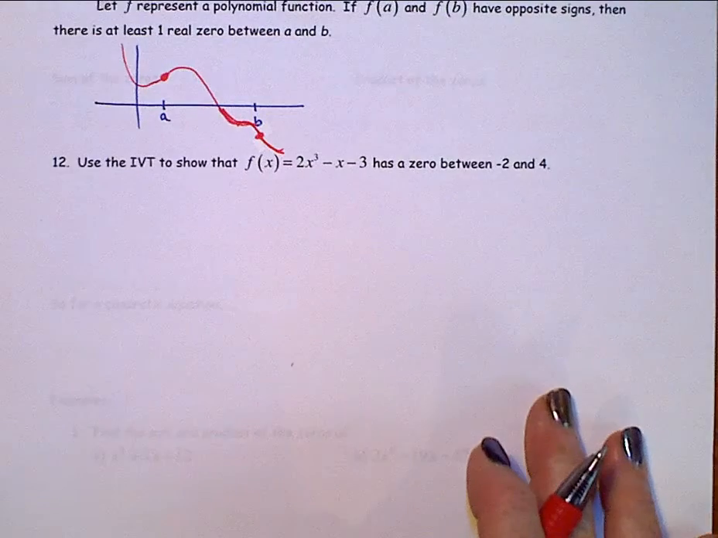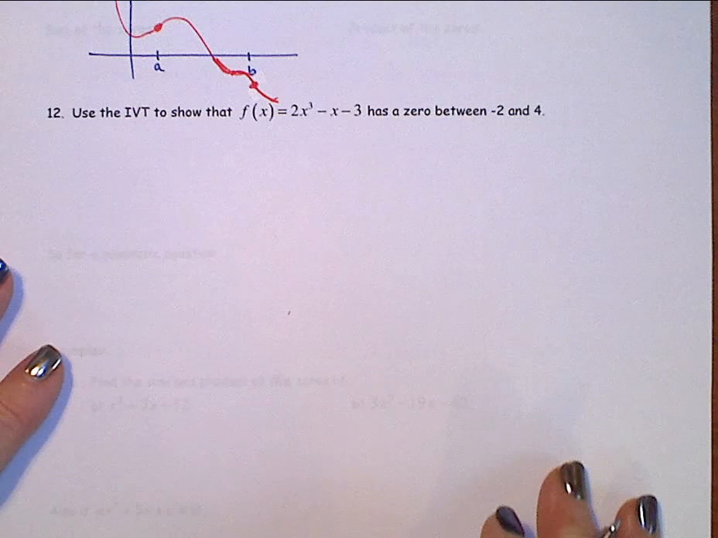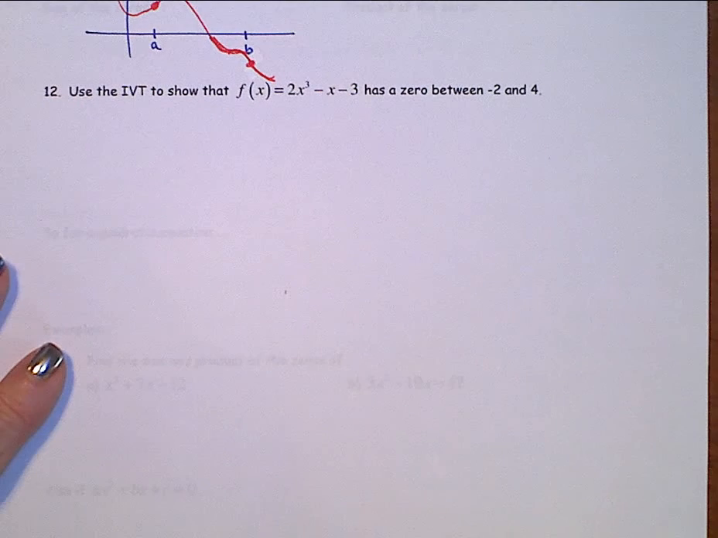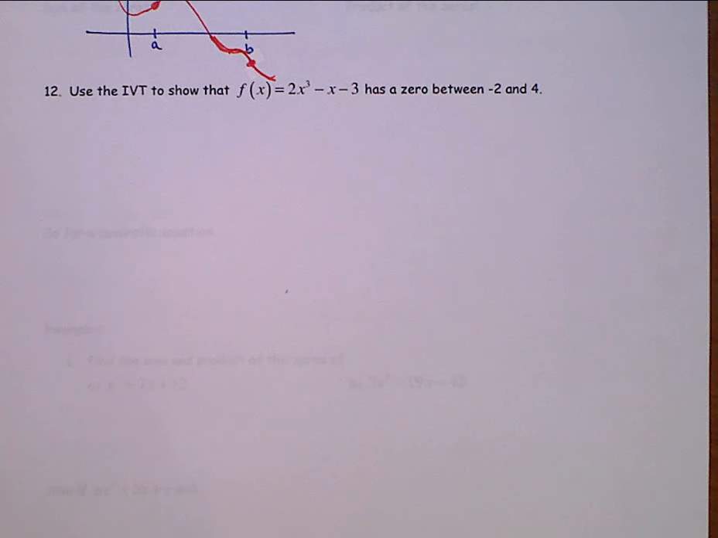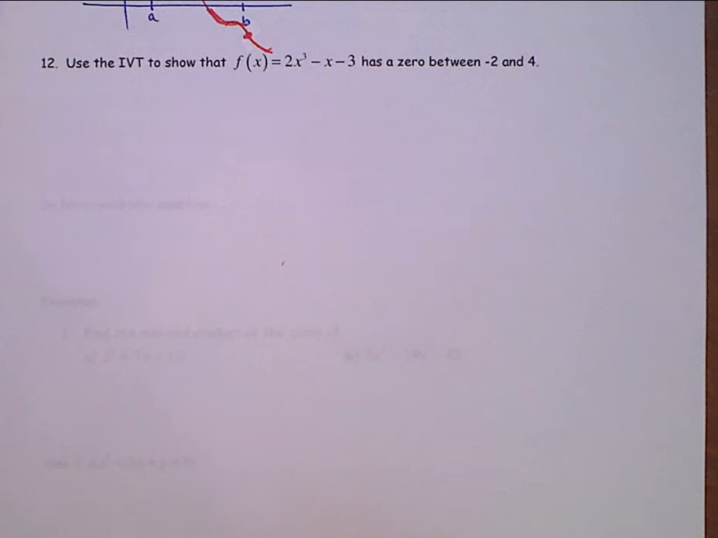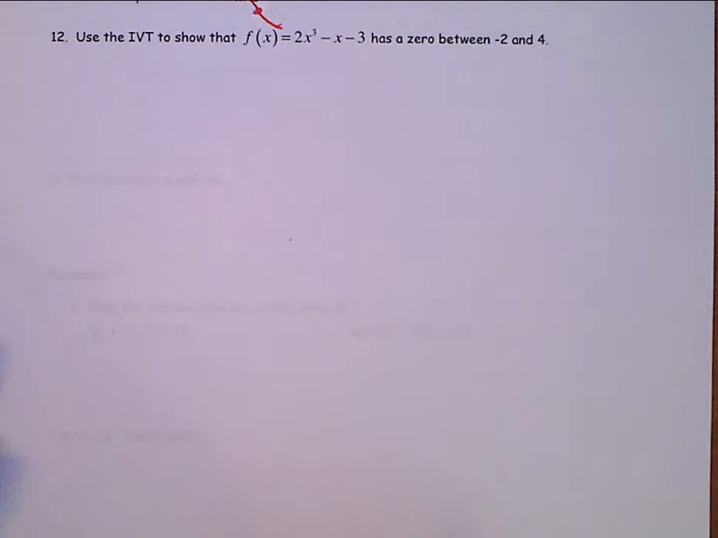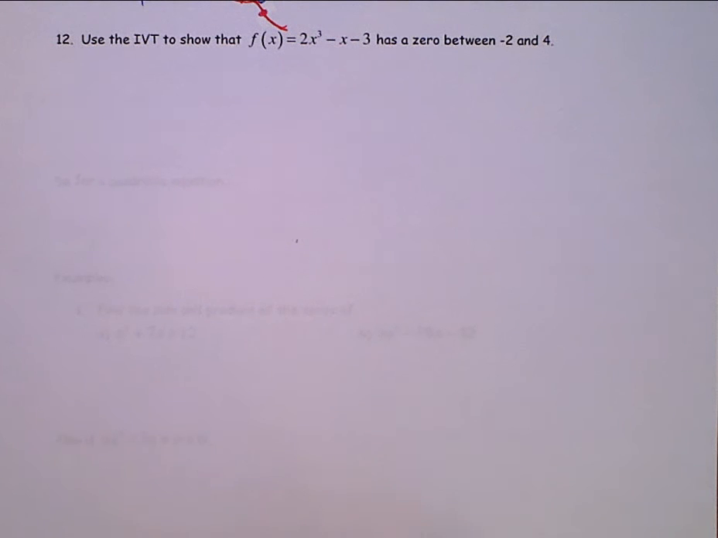All right, now we are going to use the intermediate value theorem to show that f of x equals 2x cubed minus x minus 3 has a zero between negative 2 and 4. You need your calculator for this. Please take out your calculator and go along with the button pushing with me on this one. You're going to have to do this on a test, so it's important that you can do this. If you're missing the button pushing information, then just stop the video, rewind it a hair, and hear the directions again.